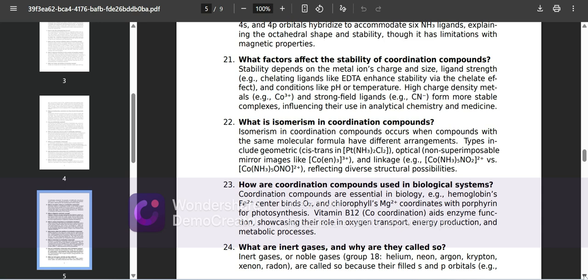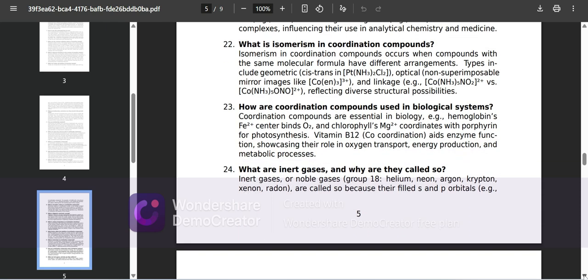What factors affect the stability of coordination compounds? Stability depends on the metal ion's charge and size, and ligand strength. Chelating ligands like EDTA enhance stability via the chelate effect. Conditions like pH or temperature, high charge density metals such as Co3+, and strong field ligands also matter. Example: CN- forms stable complexes, influencing their use in analytical chemistry and medicine.